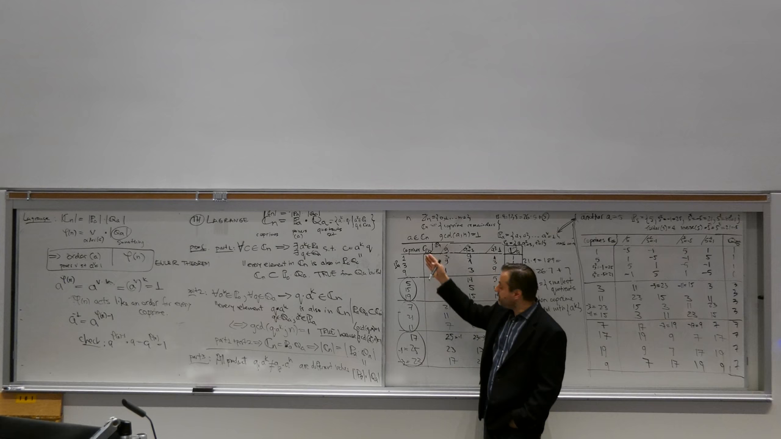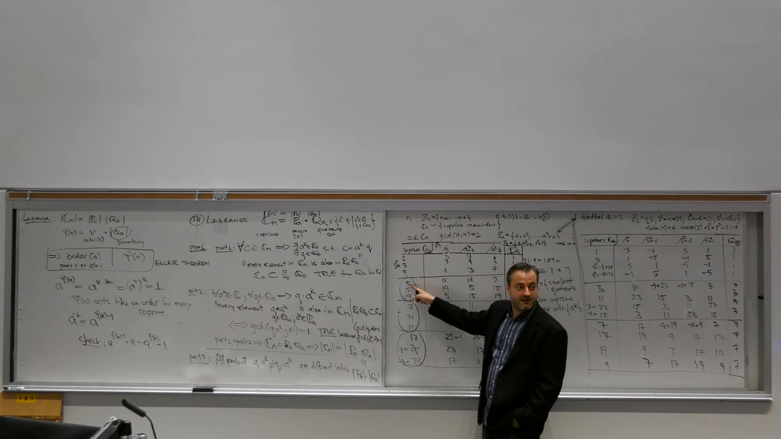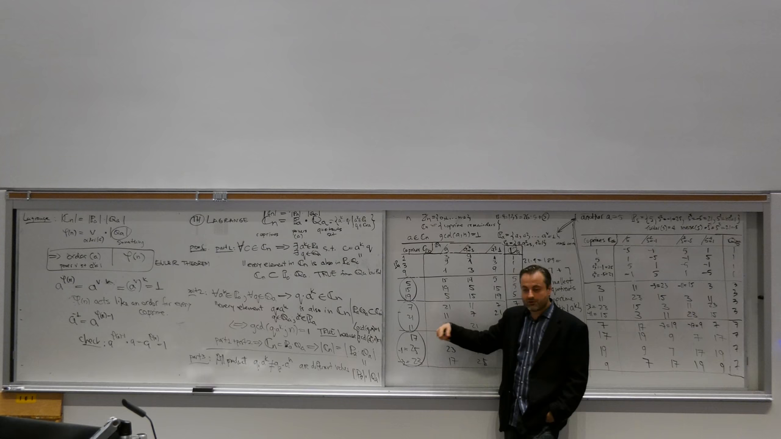Therefore, what's the inverse for everybody in here? 7 to the 11 will be the inverse of 7. 5 to the 11 will be the inverse of 5. 17 to the 11 will be the inverse of 17. 19 to the 11 will be the inverse of 19.